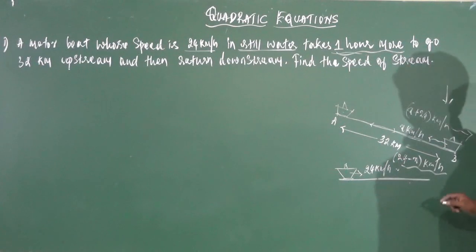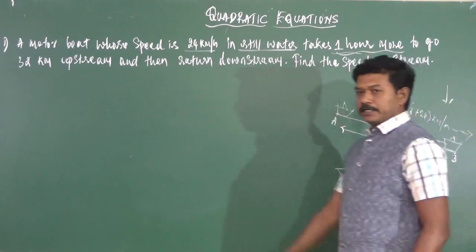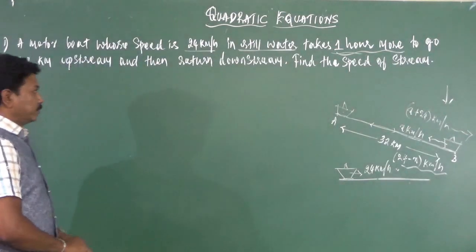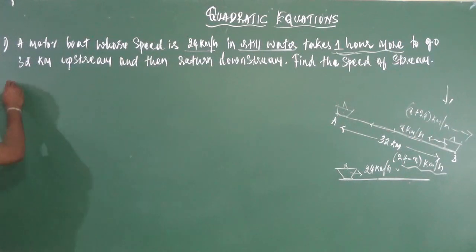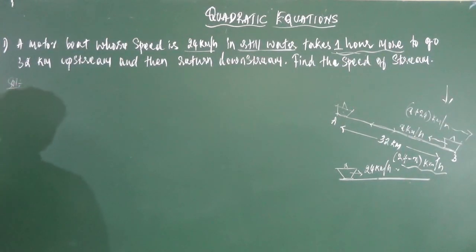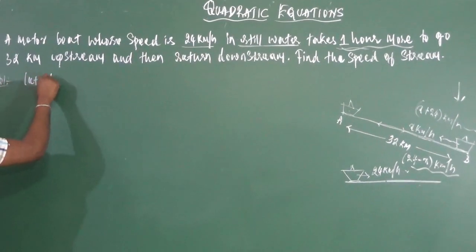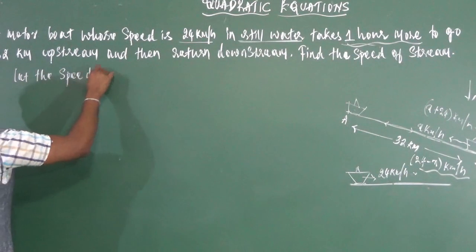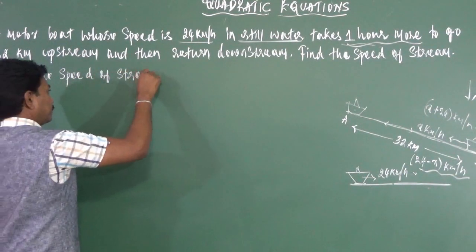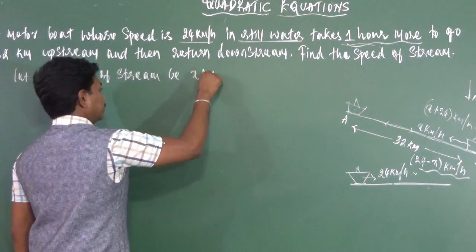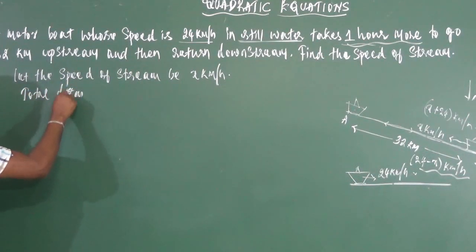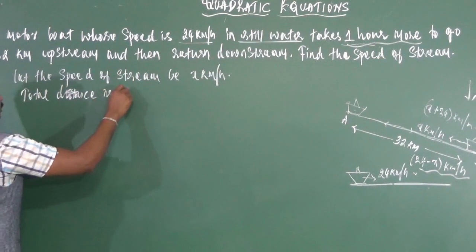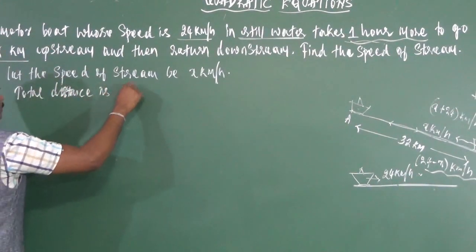So we'll frame the problem here. We'll convert the problem into known English, and we'll proceed. We do not know the speed of the stream here, so let us guess the speed of the stream. Let the speed of the stream be x kilometer per hour. Now the total distance is 32 kilometers.